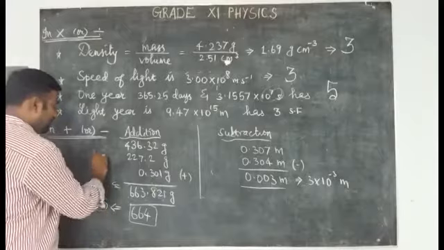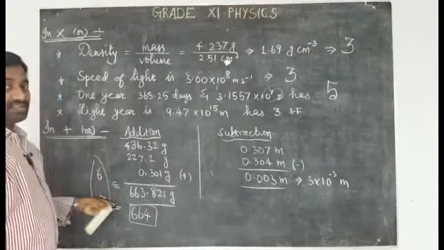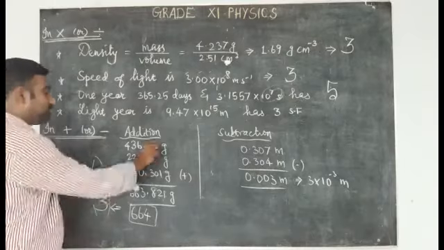So there is some discrepancy. So we have a problem in the addition case in using the significant figure rules. So this is a problem.